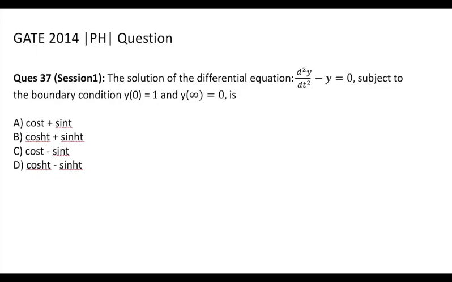Hi, in this video we are going to solve question number 37 which appeared in GATE 2014 from mathematical physics. The question is: the solution of the differential equation d2y by dt square minus y is equal to 0, subject to the boundary conditions y at 0 is equal to 1 and y at infinity is equal to 0. There are four options, so we have to find the solution of the differential equation.